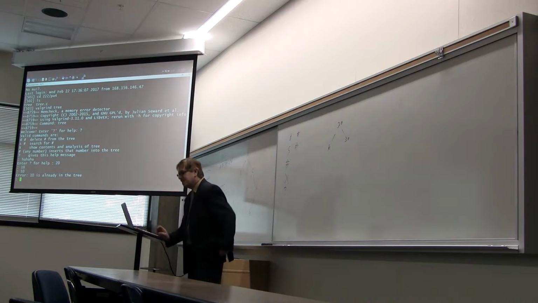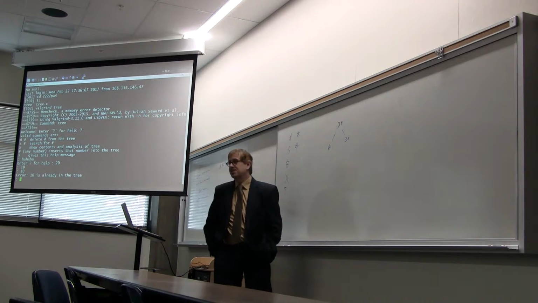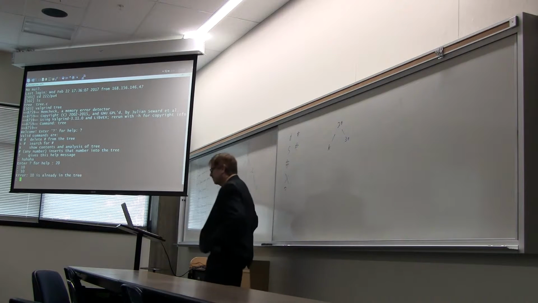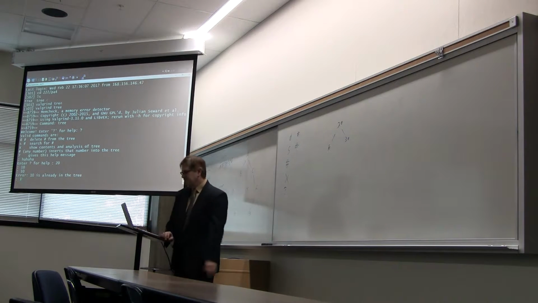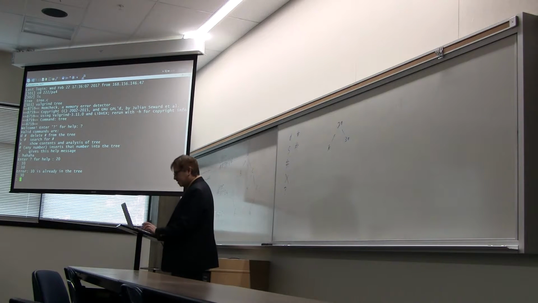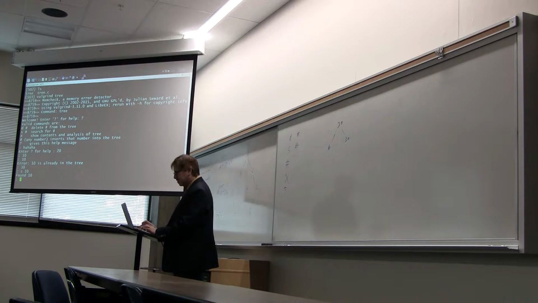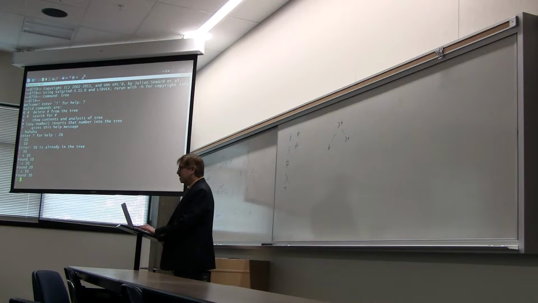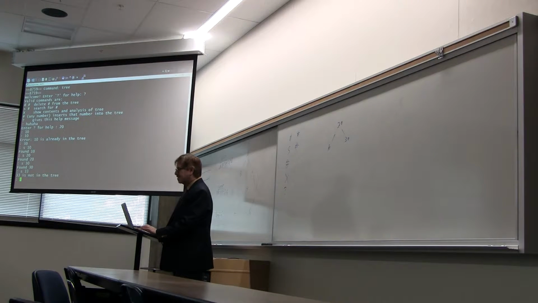Now you can put a message saying error, 10 is already in the tree, because you can only put things in the tree once. Okay, I'll put in a 30. So my tree should look like this. Okay, I can search for 10 and it finds that. I can search for 20, I can search for 30, all of those are in the tree. If I search for anything else, it should say not in the tree.